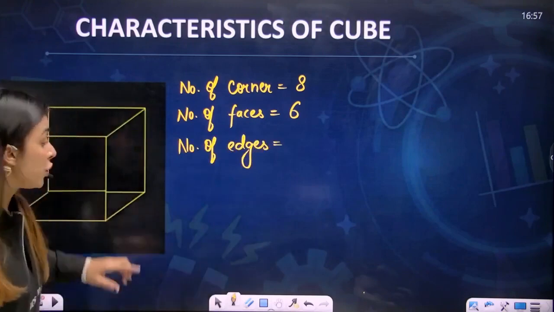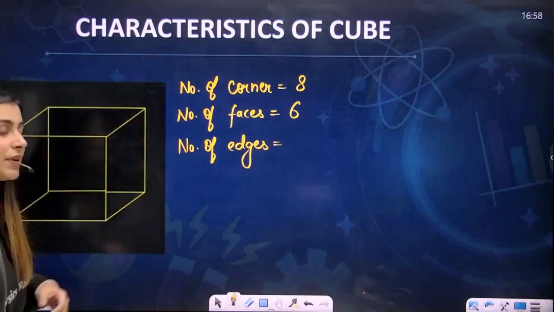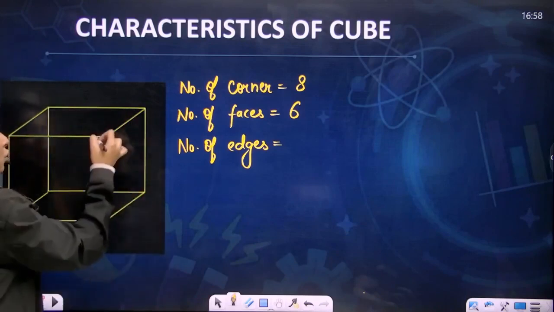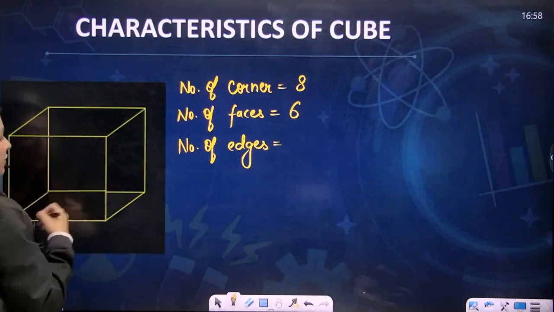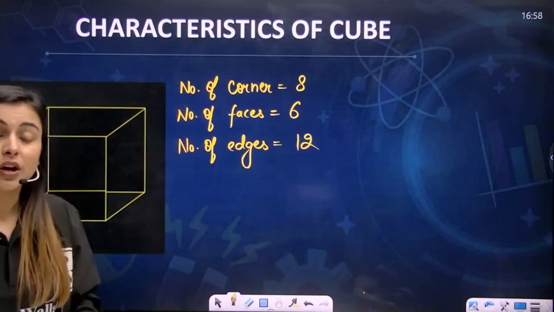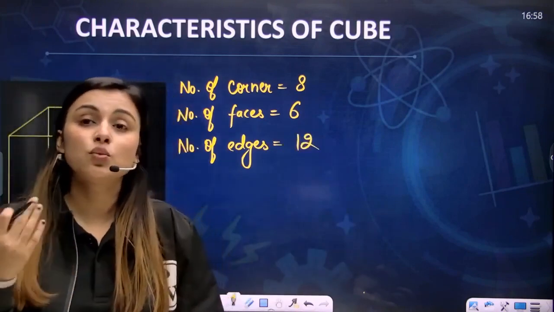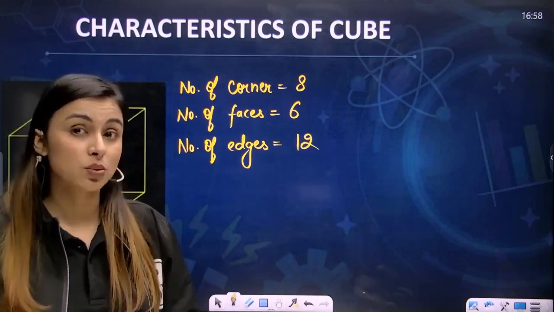What is edge? I told you this is what is known as edge. So how many edges are present? You have 1, 2, 3, 4, 5, 6, 7, 8, 9, 10, 11 and 12. So the total number of edges that are present is 12. You need to know what are edges, what are faces, how many face centers and everything, because you will be asked questions based on this.